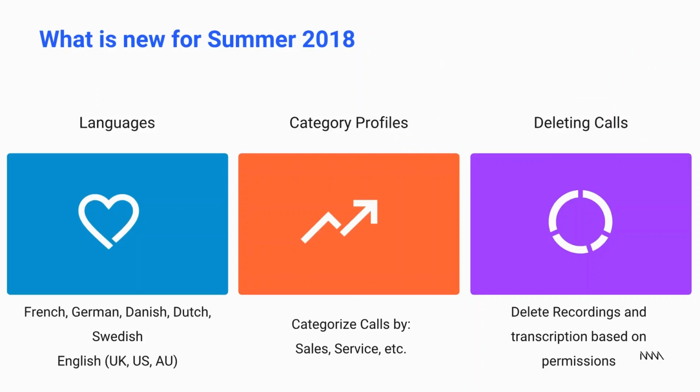So what we can see on the next one is what we're introducing. With the languages, you can see that we're introducing French, German, Danish, Dutch and Swedish, and that's on top of the native versions of English, which were British, American and Australian. We can do category profiles, so it's no longer one set of categories for all calls, but as I said, you may have an inbound service type category analysis you want to do, or an outbound sales category analysis that you might want to do.